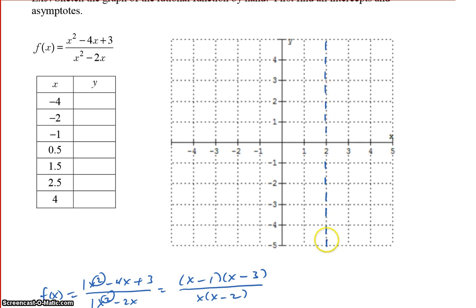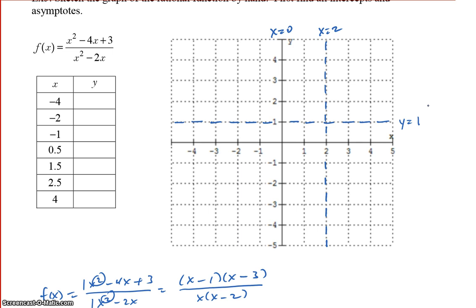So that's our second vertical asymptote. We also identified y equals 1 as a horizontal asymptote. So that would be the horizontal line passing through y equals 1. So you want to get those asymptotes sketched in there first. So we have x equals 0, that's the y-axis, x equals 2, and then the horizontal asymptote y equals 1.